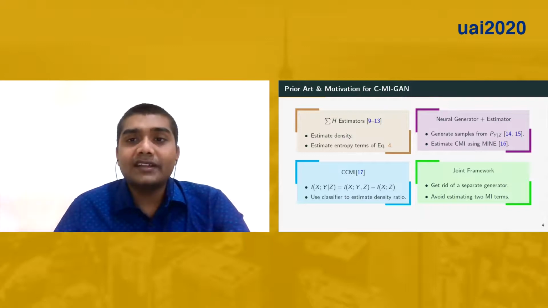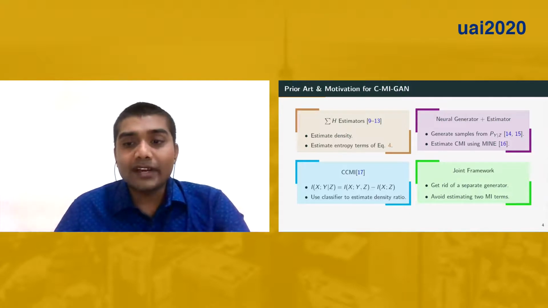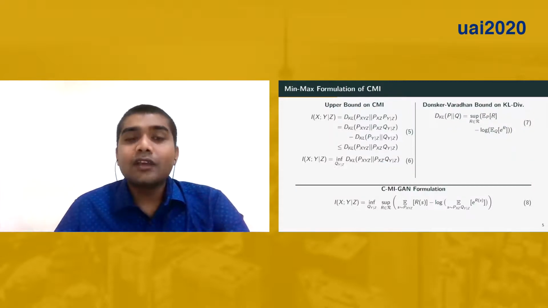On the other hand, modern neural CMI estimators are modular in the sense they either use a standalone conditional generator to generate samples from the conditionally independent joint distribution, or they estimate two separate mutual information terms in order to estimate CMI. In this work, we attempt to propose a joint neural framework for CMI estimation. To begin with, we formulate the task of CMI estimation as a min-max optimization problem.